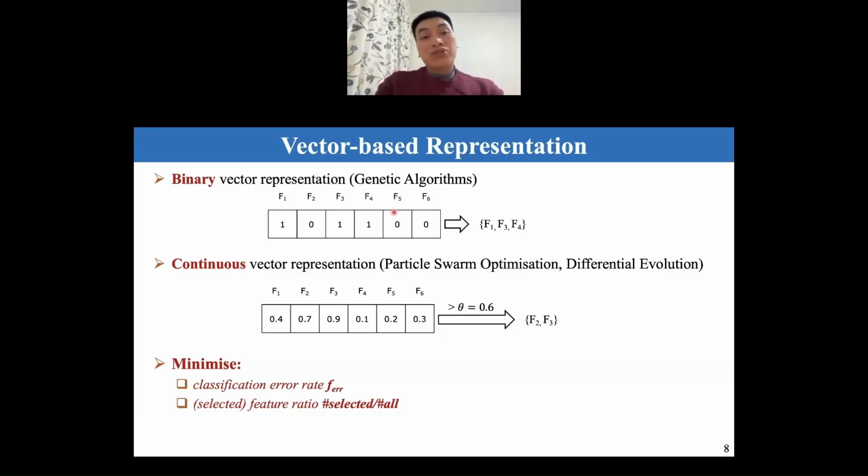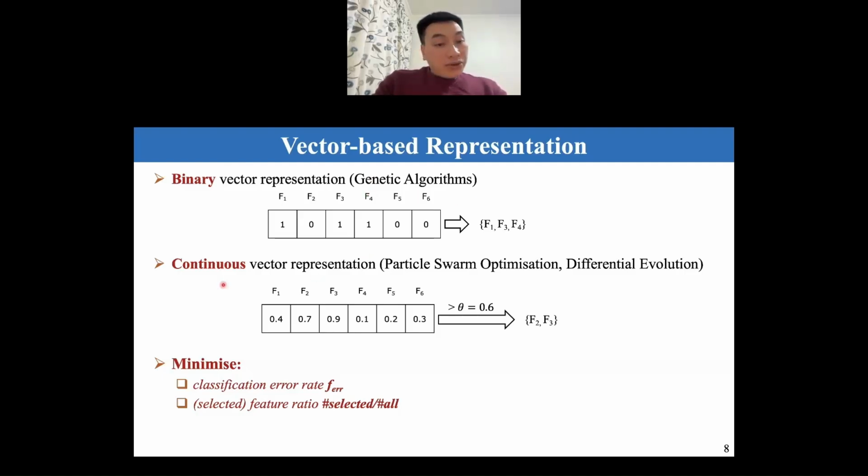And for vector-based representation, we have two main ways to do it. The first one is the binary representation, where each entry is a binary value, so either 0 or 1. 0 means that the feature is removed. 1 means that the feature is selected. So for example, here we see that for this vector, we have 3 features selected, F1, F3, F4, right? And the binary vector representation is mostly used by genetic algorithms or GAs.